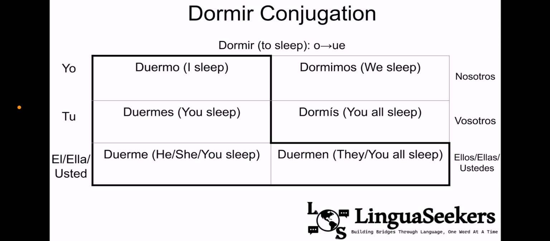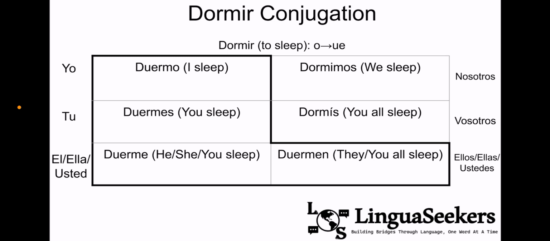So yo duermo is I sleep, tú duermes, you sleep, él, ella, usted duerme, he, she, and you formal sleep. Dormimos is we sleep, dormís, you all informal sleep, and duermen, they masculine, they feminine, and you all formal sleep. And what you'll notice is that this stem changing application only comes through within this boot, in the yo form, the tú form, él, ella, usted, and ellos, ellas, ustedes.